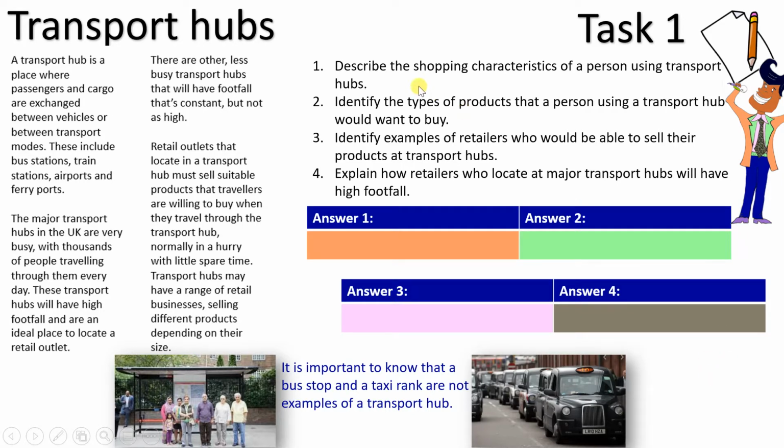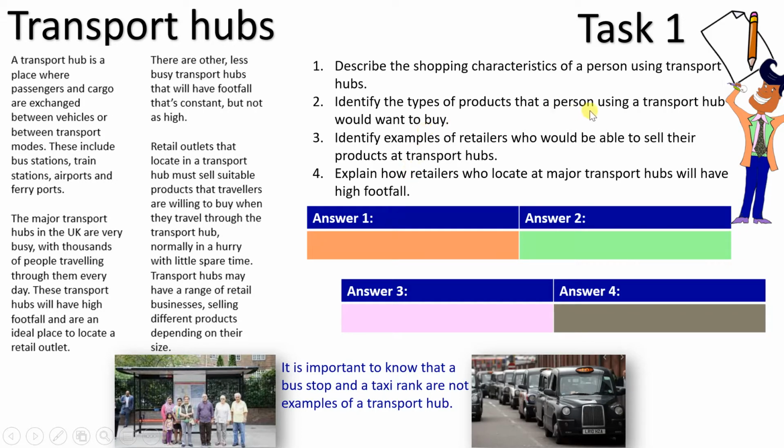Task 1. Describe the shopping characteristics of a person using transport hubs. So we're looking at the thousands of people travelling through them every day, and we've got to look at why they travel through them and do they want to be there or are they in a hurry. So put those answers in the orange answer box below.